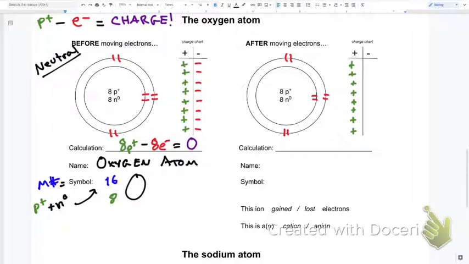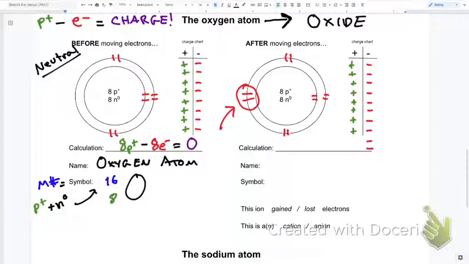But now we're going to go ahead and change that oxygen atom into oxide. Ooh, oxide. Sounds so elusive, so exciting. All right, so what's happening here? Well, we're moving electrons. How are we moving those electrons? Well, it just so happens that oxygen is going to gain electrons. So we're going to go ahead and represent that like this. They came in. So I'm also going to show that on my charge chart. 1, 2, 3, 4, 5, 6, 7, 8, 9, 10. It looks like I've added those 2 electrons.